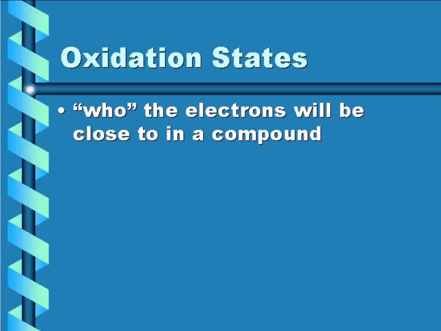When talking about redox, we're going to refer to oxidation states or oxidation numbers. An oxidation state is simply who the electrons will be closer to in a compound. So if it has a negative oxidation number, then the electrons are closer to that element than the element that has the positive oxidation number. These aren't the same thing as charges. They're related, but they're not the same thing.